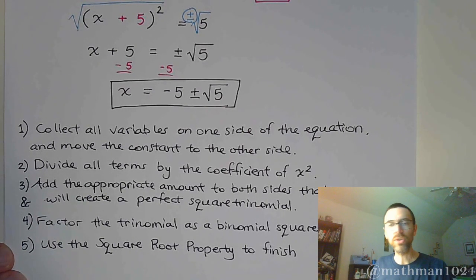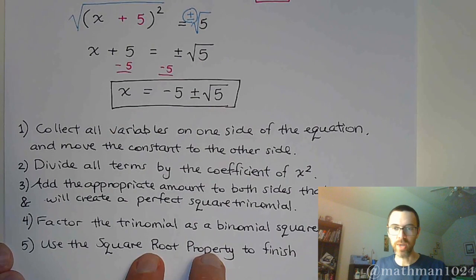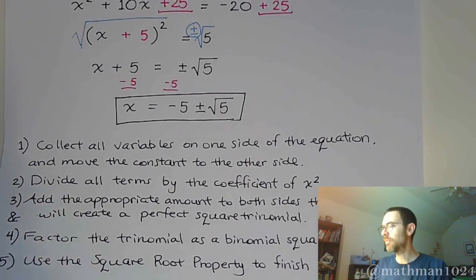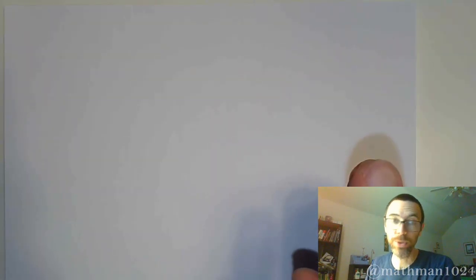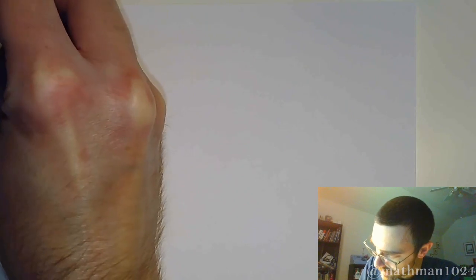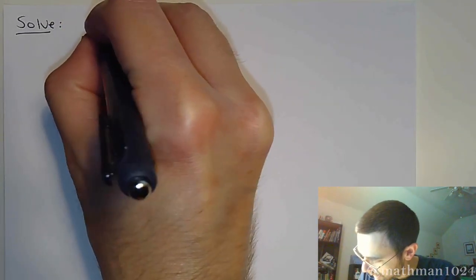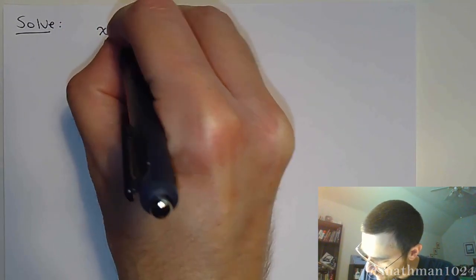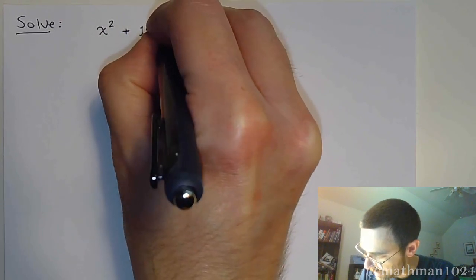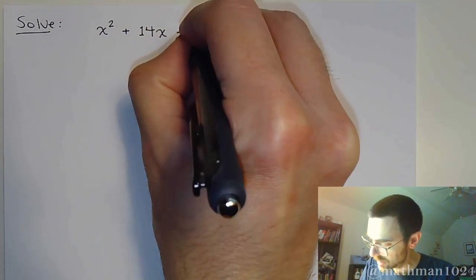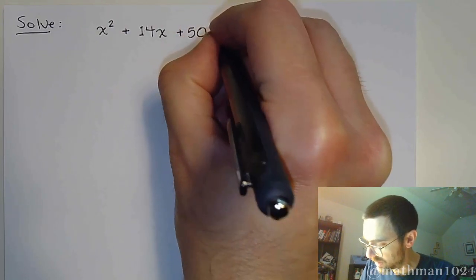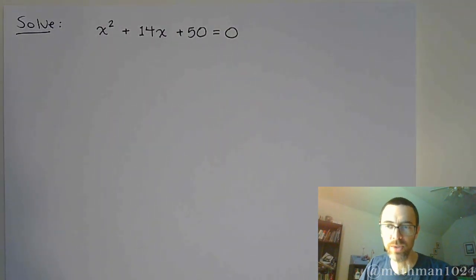So let's go on and do another example using these same steps that we have right here. All right, so you've got the steps in front of you or off to the side, I hope, because you're taking really good notes. I mean, why wouldn't you? And let's try this. Let's take x squared plus 14x plus 50 is equal to 0.